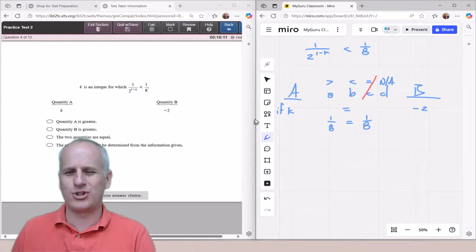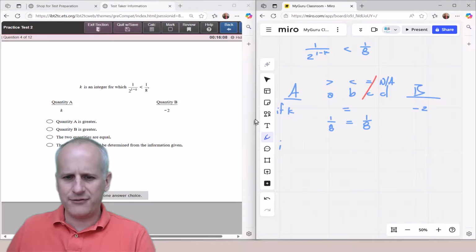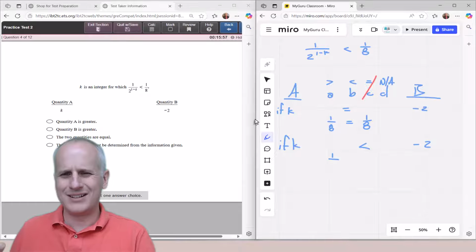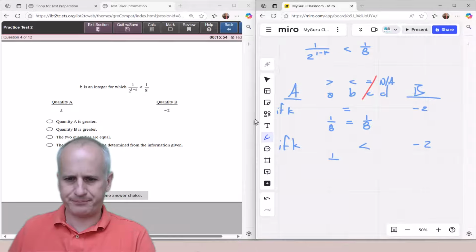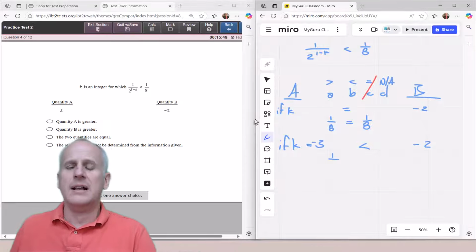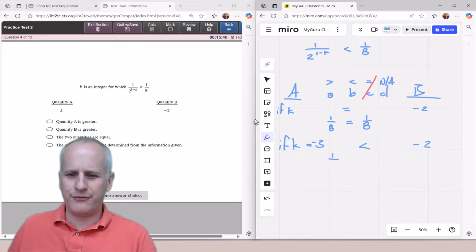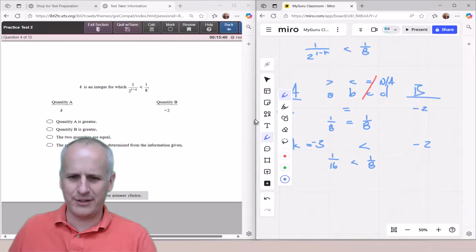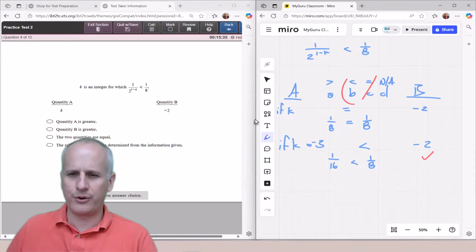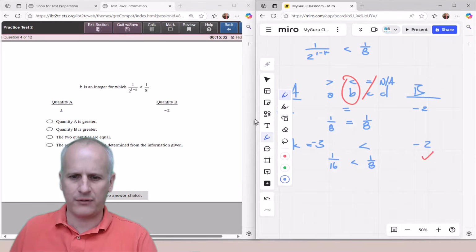And then we've got to determine which direction our k has to go. So if k were less than -2, well, then we could make k equal, say, -3. And then we'd have 1 over 2 to the 1 minus -3. And we'll just say k equals -3 here so we can remember it and see it in full. But then we're going to have 1 over 2 to the 4th, which is going to be 1/16, and that is less than 1/8. And we've discovered the relationship whereby quantity B has to be the greater of the two values in order for that initial inequality to work out the way that it should.